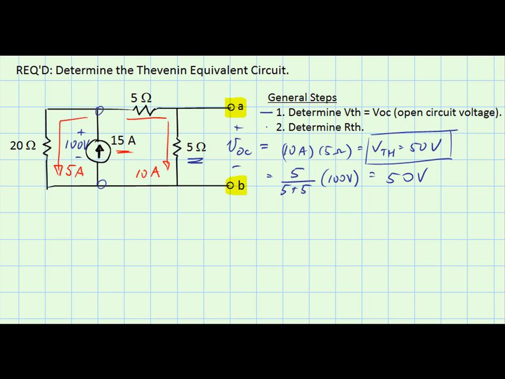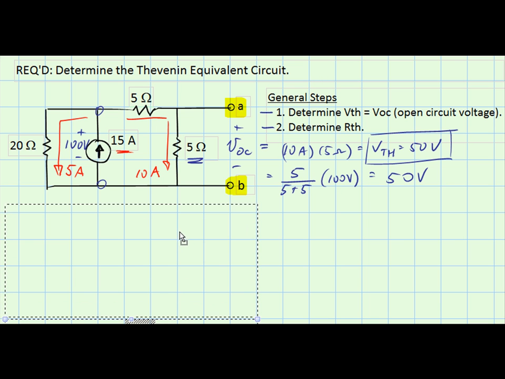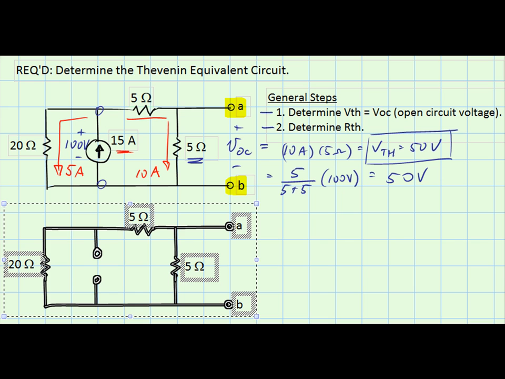Now, there are several ways to get the Thevenin resistance. And since there are no dependent sources in our circuit, one way to find the Thevenin resistance is to simply turn off that independent source and then find the resistance between terminals A and B.